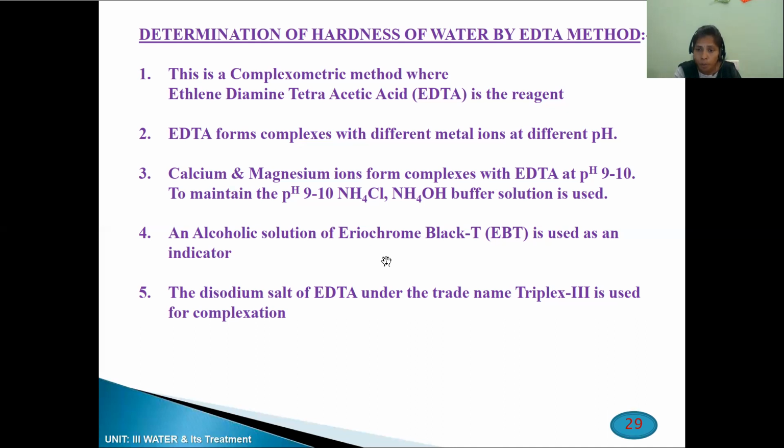So here the suitable indicator is the Eriochrome Black T indicator. And here the disodium salt of EDTA, under the trade name Triplex 3, is used for complexation. That means we are using EDTA as the reagent to find out the hardness. But we are not using the direct form of EDTA. We do have the direct form of EDTA also, but we are not using it in our titration.